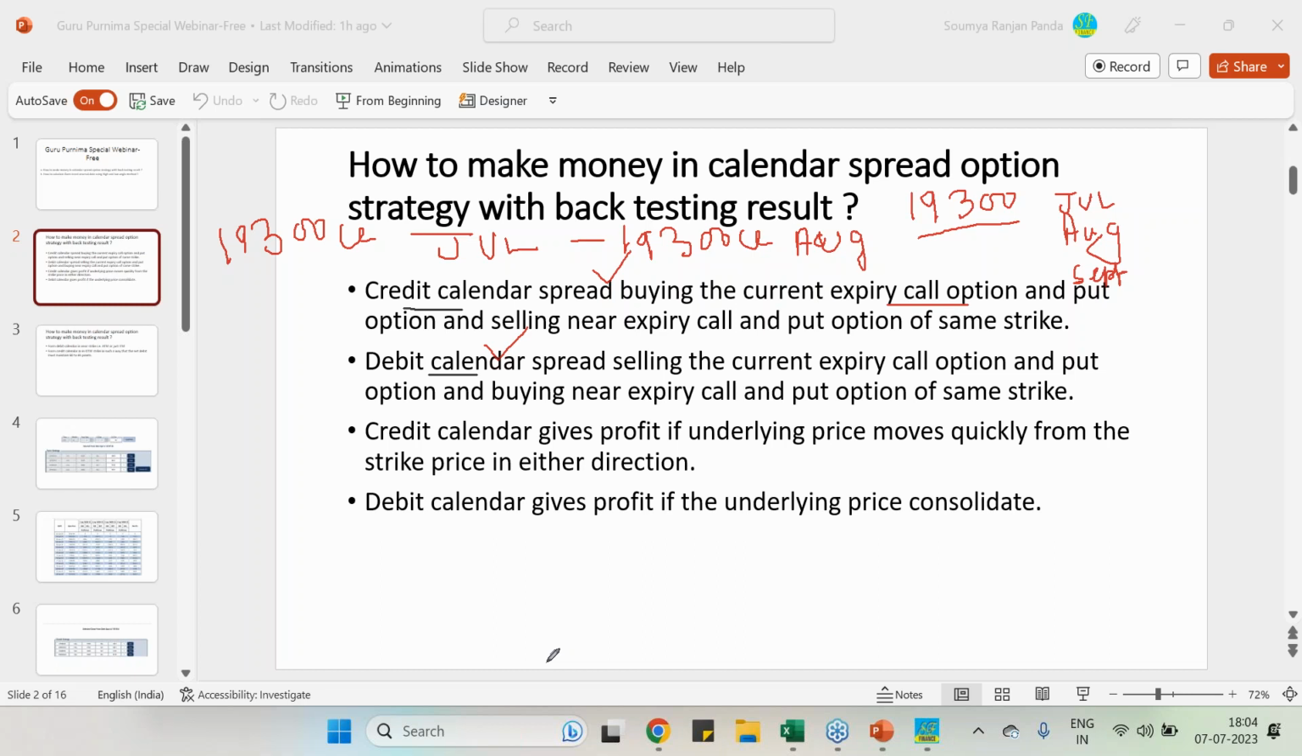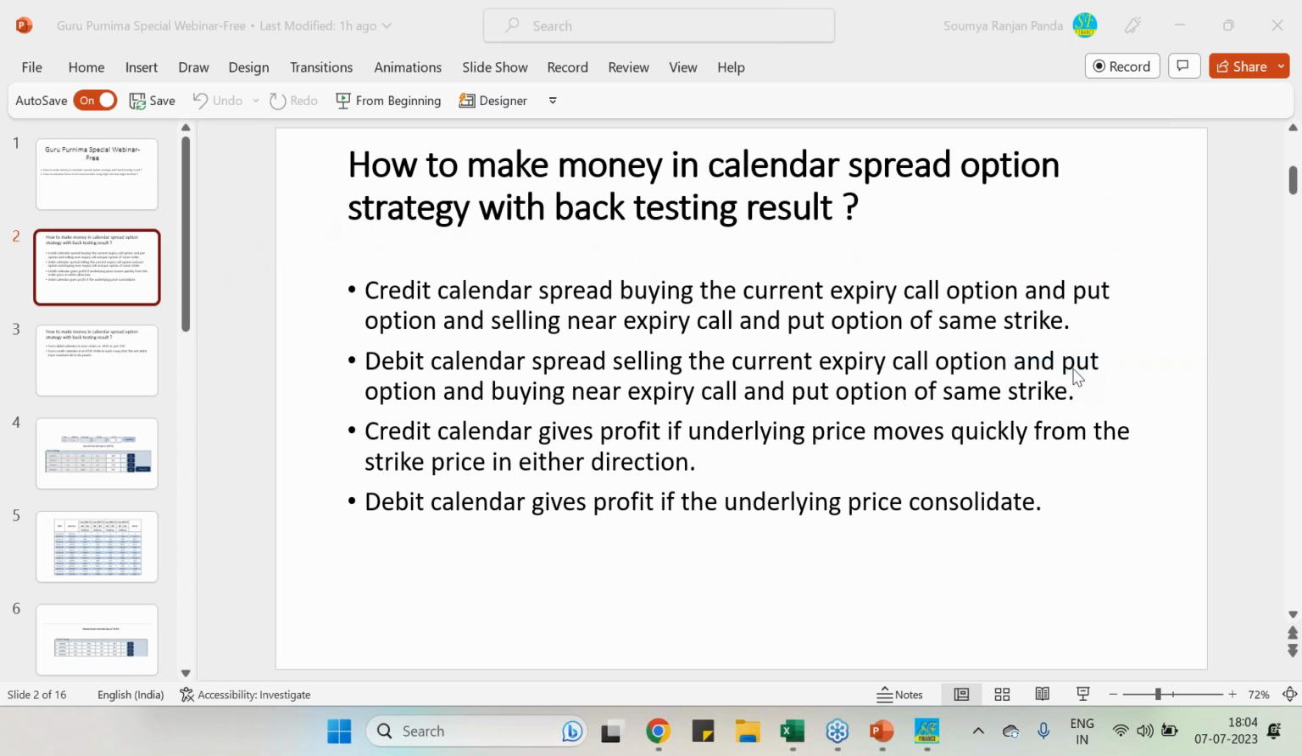So that is credit calendar, debit calendar, a very simple strategy. However, if you implement this strategy in a little tricky way, it is going to give you money or profit on a consistent month-on-month basis. So what is the process? The process is very simple.